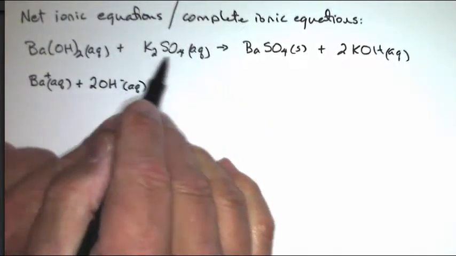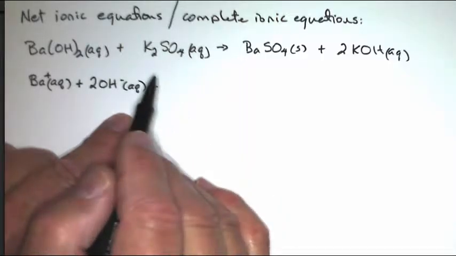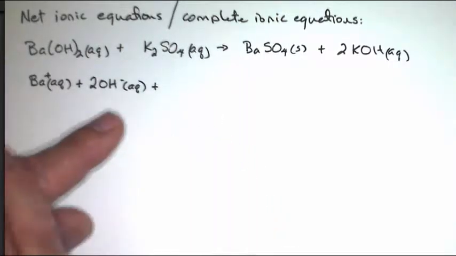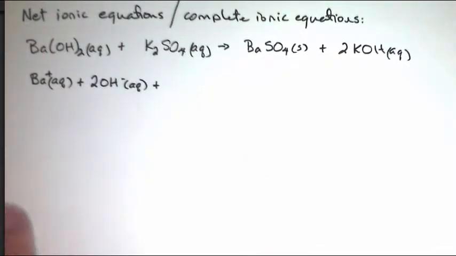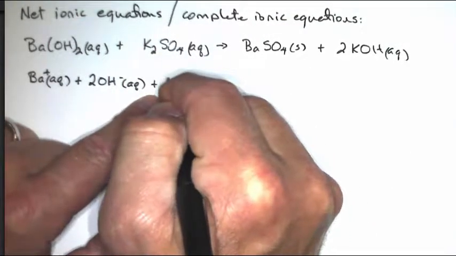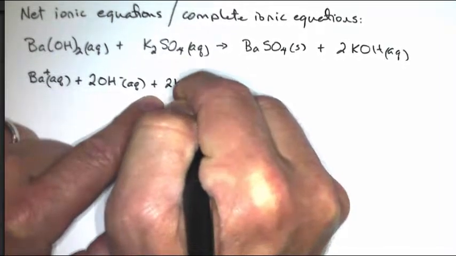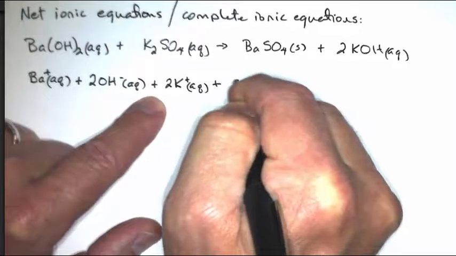Can you break this one up and write it out? Take a second and do that. Then I will come behind you and show you what the correct answer is. See if you got it right. Break this one up and write it down here. I'm going to pause the video. Okay, so I have 2 potassium ions, and I have 1 sulfate ion.